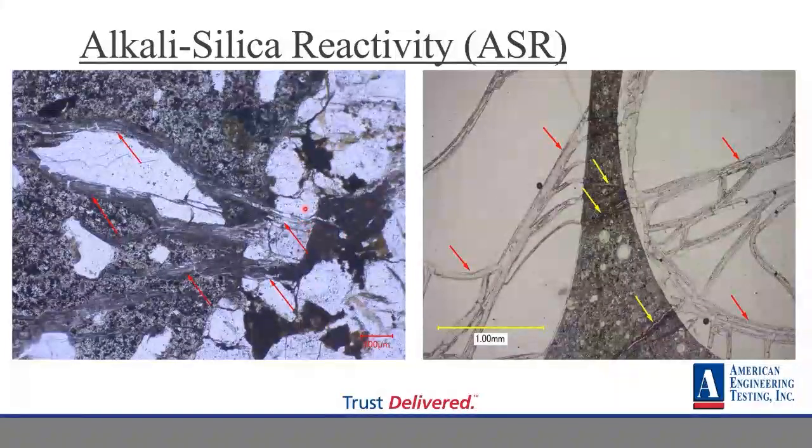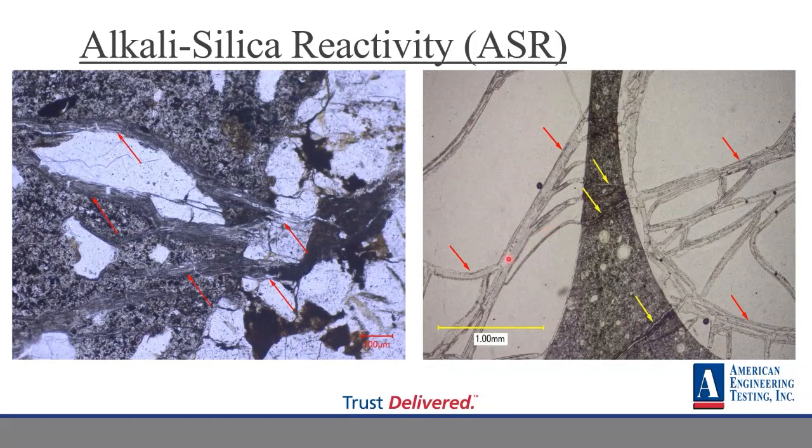All right, here's the alkali-silica reactivity. You can see that amorphous gel. This is a thin section of concrete. This up here is concrete paste. This is metamorphic aggregate with some of those reactive silica minerals. And this is that amorphous silica gel propagating and starting to crack up that concrete paste.